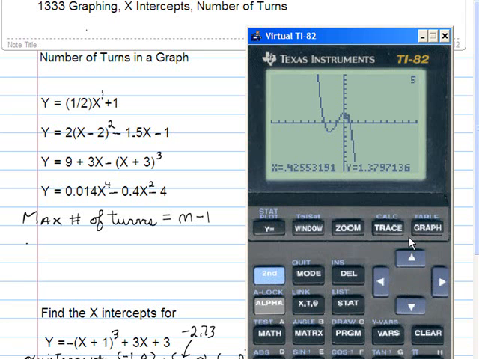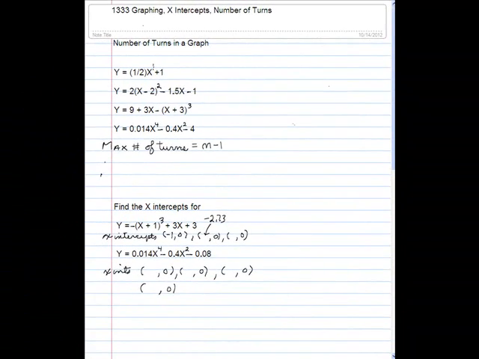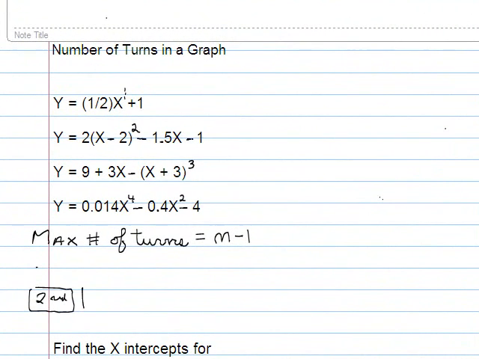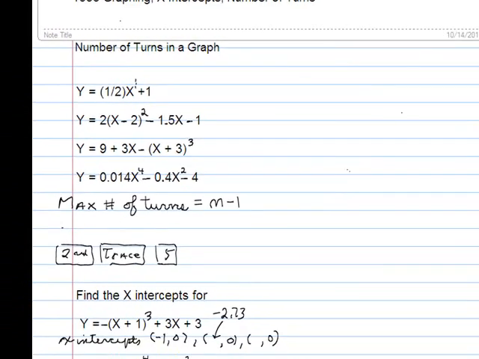Okay, now we need to determine this last intercept over here. We've already found that one. We already found that one. We're going to do this one by doing something called a second trace 5. It's like this. You'll hit the second key. You'll hit the key right underneath the graph called trace. And then you'll hit number 5, and I'll show you why after we do second trace.